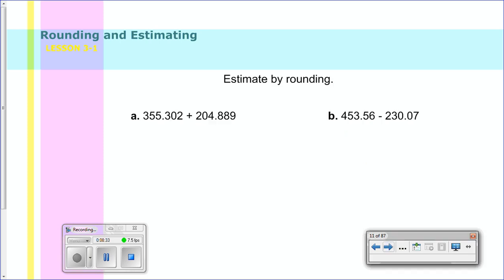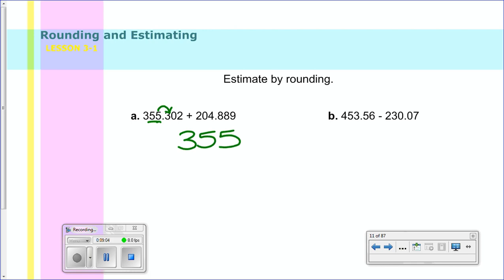All right, and then finally here we get to estimate by rounding. When you estimate by rounding, really you can round to the nearest whole number. All right, so we're going to try to make each one of these a whole number. So for A, we have 355 and 302 thousandths. Well, I need to decide, should I keep it 355 or move it up to 356? And again, you could look at the number in the 10th spot. Well, it's a 3. Well, 3 or 4 or less, I round down. So I'm going to leave that as 355.